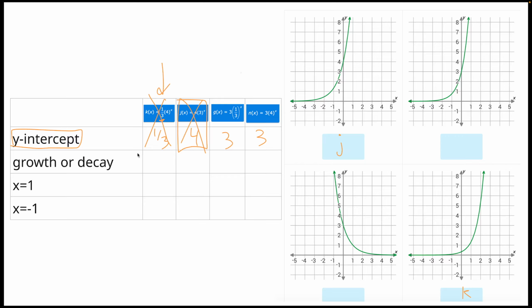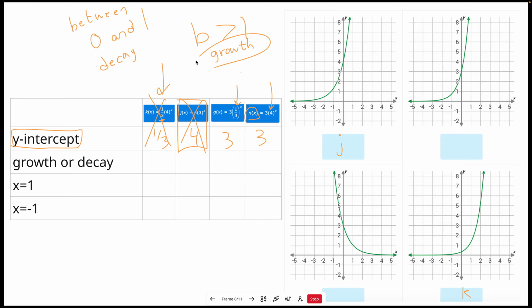And we said growth or decay depends on what is the number inside of the parentheses, okay? We said if the number inside of the parentheses, which is b, is greater than 1, it will be a growth function. If it's between 0 and 1, then it's a decay function, and it'll go down from left to right. So let's look at N first. N is bigger than 1, so it's a growth function. So it should be going up from left to right, and it should have a y-intercept of 3.